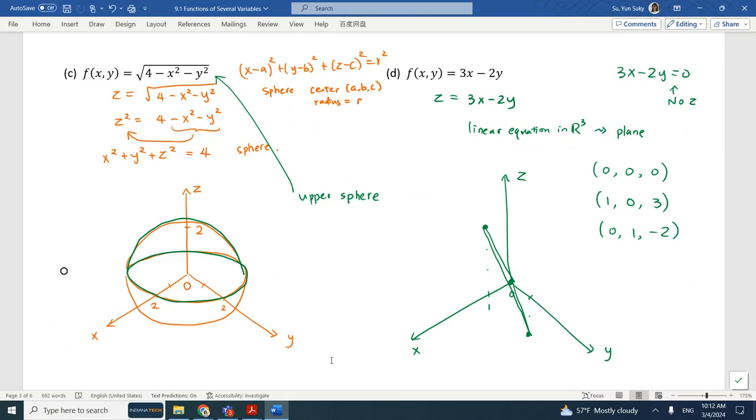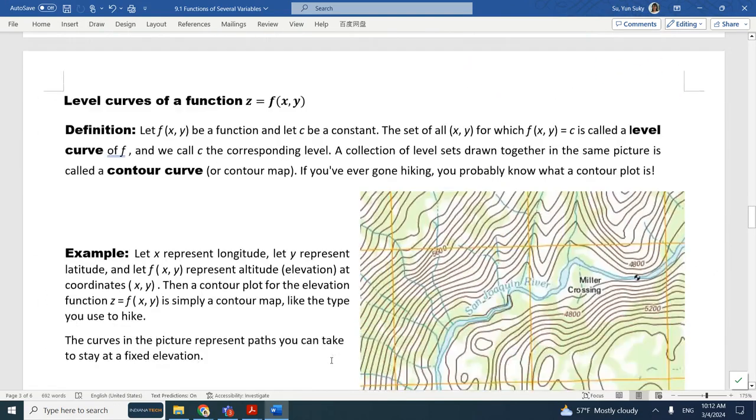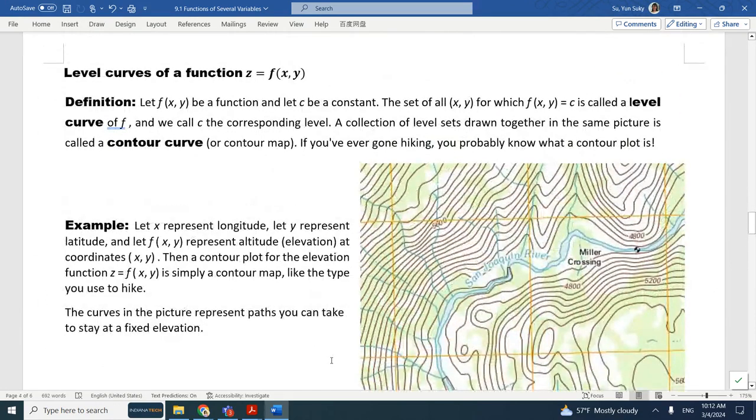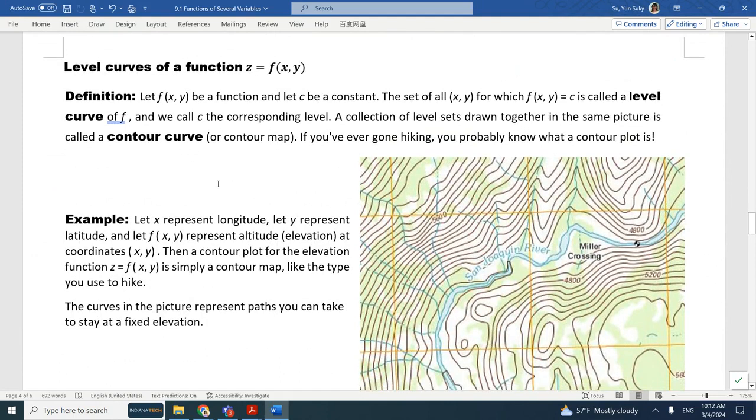By the way, in the exam, I won't ask you to draw the surface. Okay, you do calculus on the surface. But before we do the calculus, we want to understand what the surface looks like. Okay, next concept, level curves. So definition: we let f of xy be a function and let c be a constant. The set of all the points xy for which f of xy equals c is called a level curve. We call c the corresponding level.